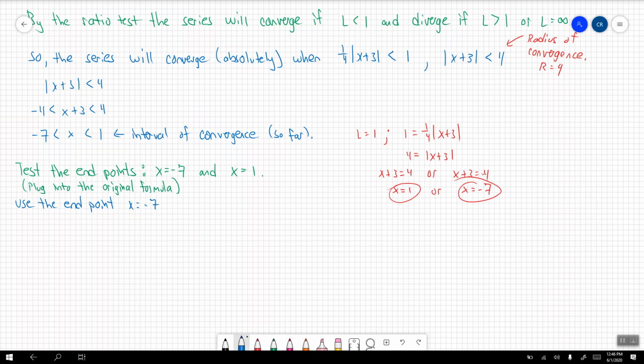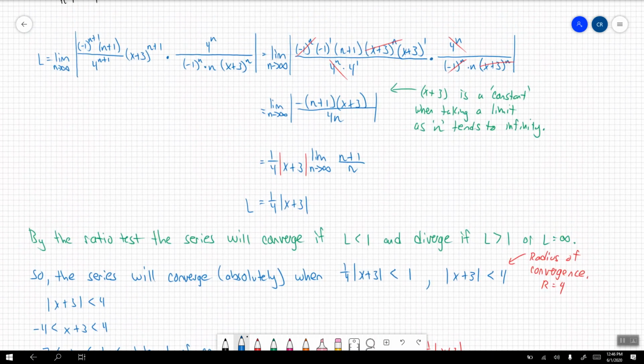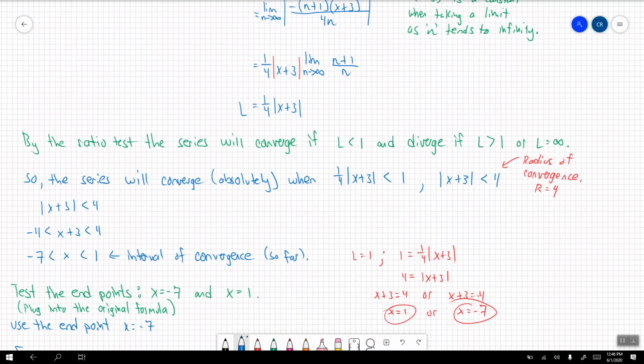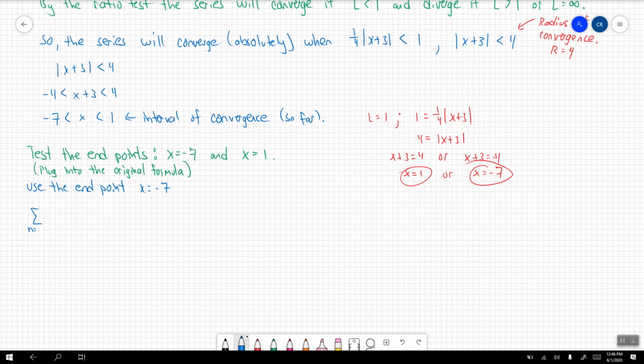All right, so here goes. N is equal to 0. Sorry, was it n is equal to 0 or n is equal to 1? I can't remember now. N is equal to 1. That's all right. N is equal to 1, tends to infinity, looking good. So then we have negative 1 to the power of n multiplied by n, all divided by 4 to the power of n, multiplied by x plus 3.